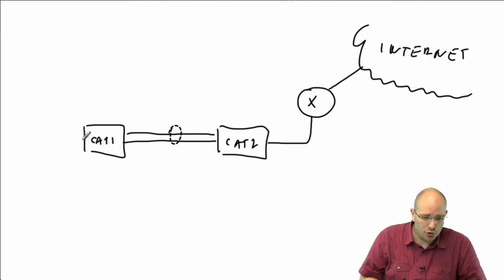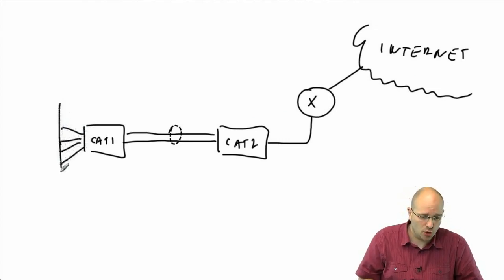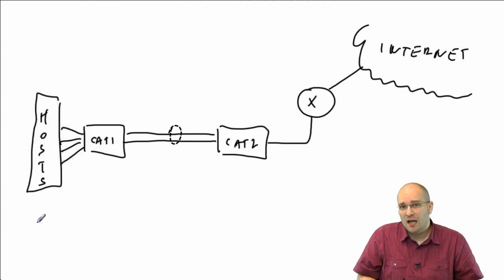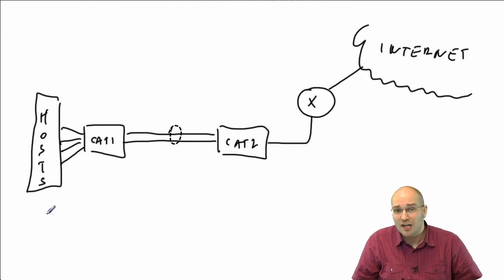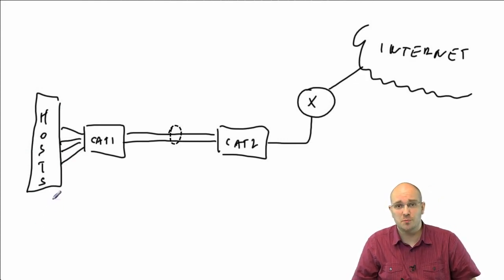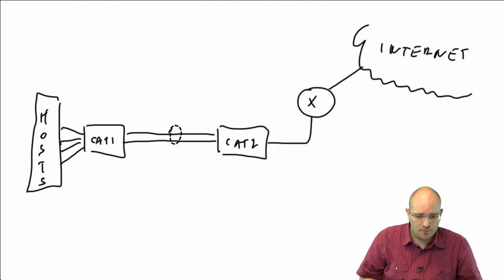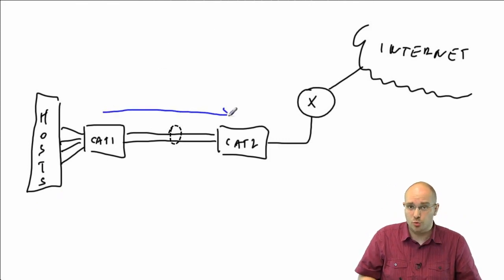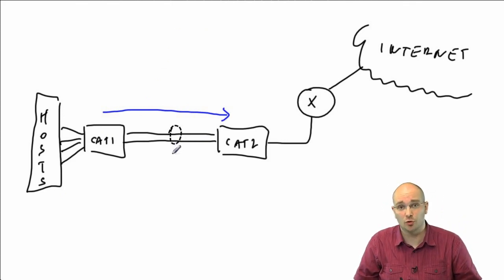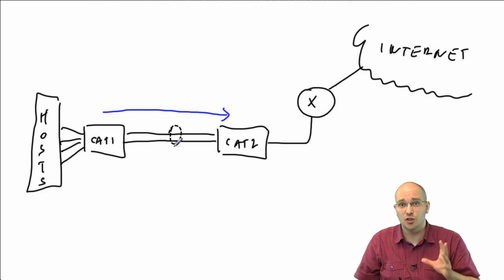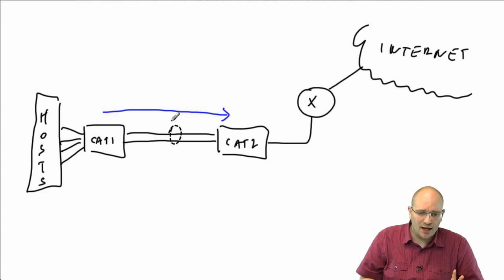Behind Cat1, I'm going to have a relatively large number of hosts connected. I'm just going to represent them with this box here. These devices could be directly connected to Cat1 or could be connected to other switches behind Cat1, but they are on the same broadcast domain. They are all in the same VLAN, let's say. And let's take a look at the traffic flowing in this direction here. Some of these hosts or all of these hosts are trying to communicate with the internet out there. So let's take a look at available load balancing algorithms in this case.